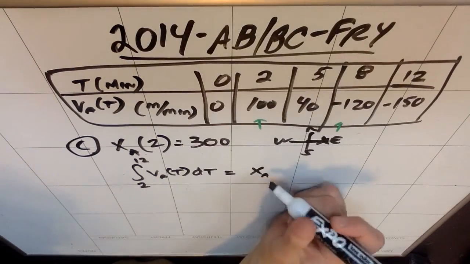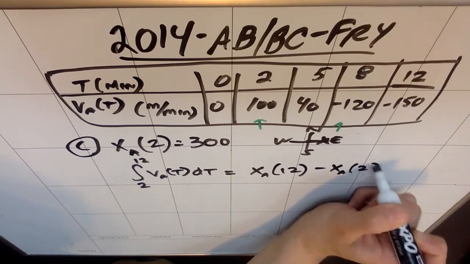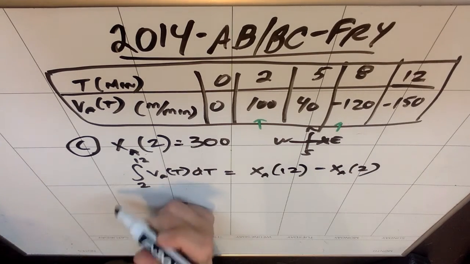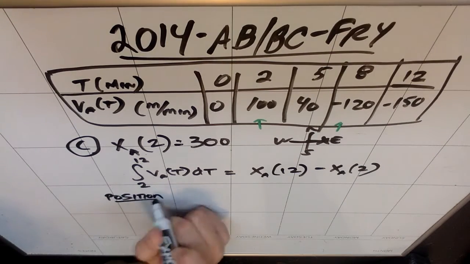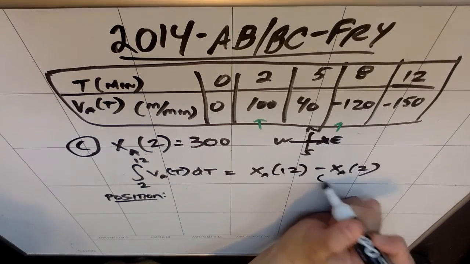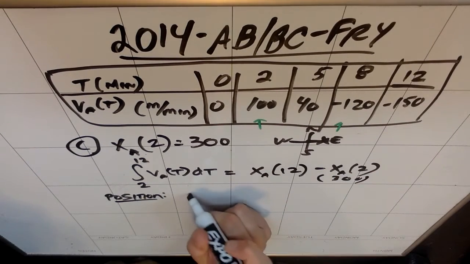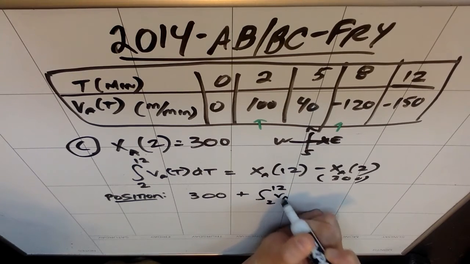So I should get X_A of 12, which is the thing I want, minus X_A of 2, which is the thing I know, right? So essentially, in order to find the position at 12, I'd add the 300, right? Because this was a 300. I'd add the 300 over. It should be 300 plus the integral from 2 to 12 of V_A of t dt.